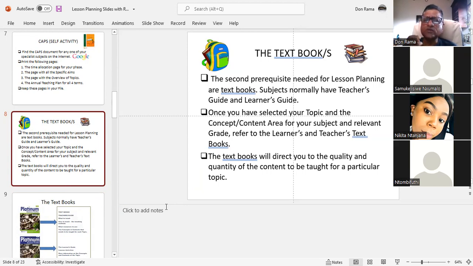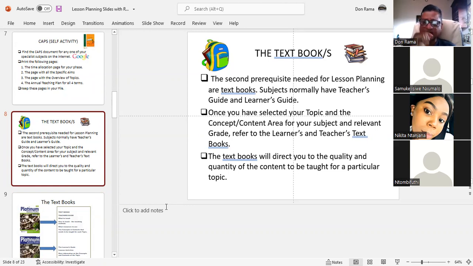So once you've selected the topic and the concept or content area, you now look at the relevant textbooks, right? What the textbook does, it focuses you. It tells you exactly what you must teach, right? Because if you do not have the textbook, let's say if you go and Google the topic of your lesson, the problem there is you're going to get pages and pages of information. You will not know where to start and where to end.